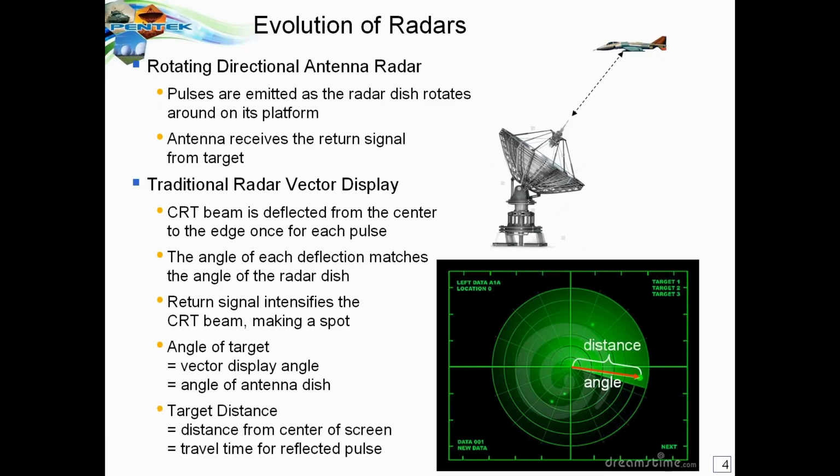And the target distance is measured by the distance from the center of the screen to the spot, which is proportional to the time it takes for the radar pulse to travel to and from the target, and hence proportional to the distance to that target.